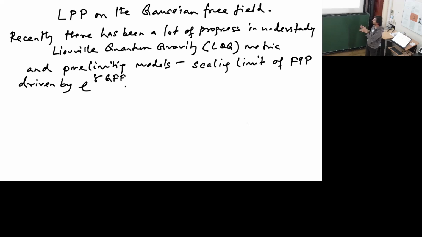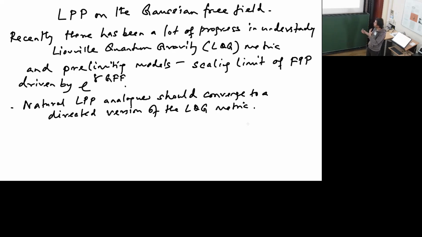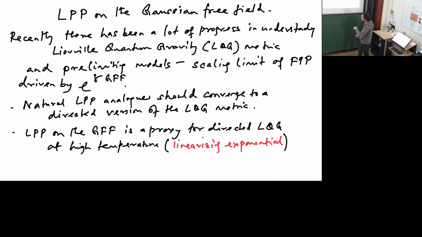Again, a bit of motivation, not particularly relevant for this audience of experts on LPP and the Gaussian Free Field. Recently there's been a lot of progress in understanding the Liouville quantum gravity metric and also pre-limiting models, like Liouville first passage percolation, which could be thought of as FPP driven by the exponential of the Gaussian Free Field. A natural LPP analog of this pre-limiting model should converge to some directed version of the LQG metric, although it's not clear what that is and how to make sense of it yet. LPP on the Gaussian Free Field should be thought of as a very high temperature model for directed LQG, right? You have the exponential of the Gaussian Free Field with some gamma parameter. Now think of gamma as very, very close to 0. Then you can linearize the exponential, so it becomes roughly an LPP problem on the GFF itself instead of the exponential of the GFF. Again, these are super speculative, but some connections.